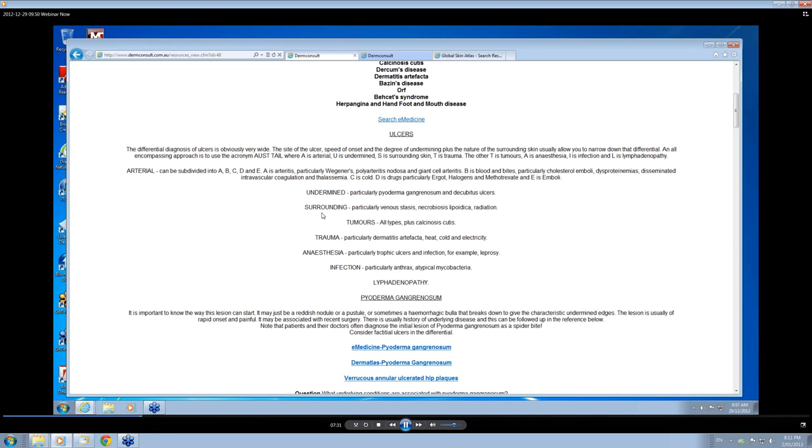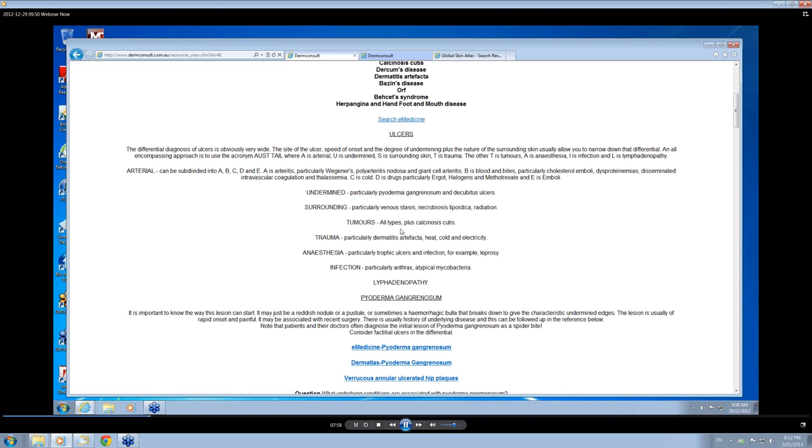Surrounding, AUSS for surrounding. So surrounding damage to the skin, particularly venous stasis and necrobiosis lipoidica. Oh yeah, radiation. If you've had radiation to an area, then over many years, 15 to 20 years, the center of it may start to break down, you get a radiation ulcer. And if you get any trauma to an area that's had radiation, it's more likely to ulcerate because the vessels are damaged.